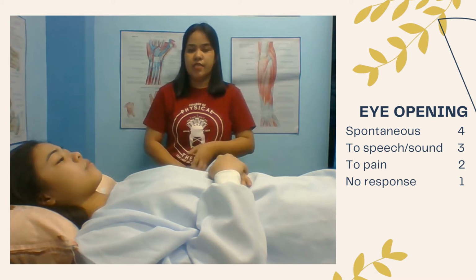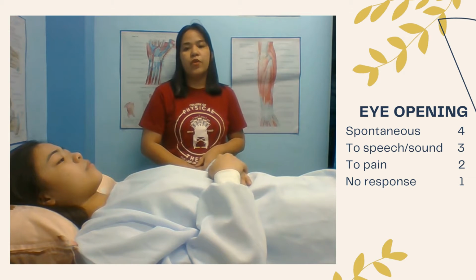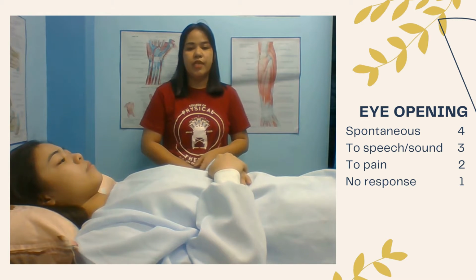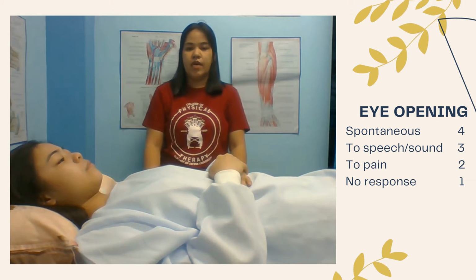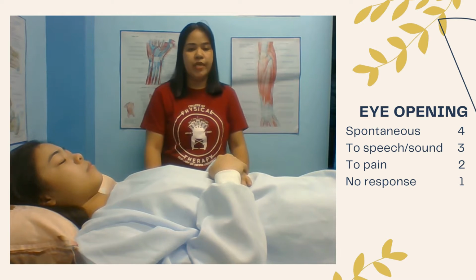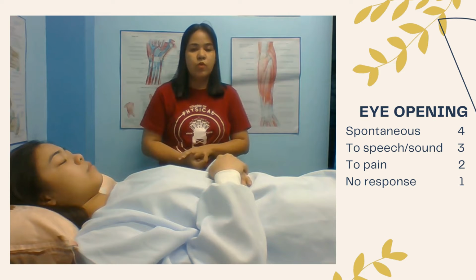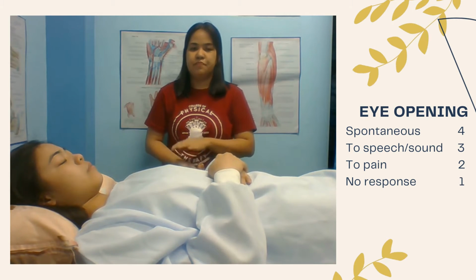The patient CV scored 4 on eye opening, 3 on verbal response, and 6 on motor response, for a total score of 13, which means she has a mild brain injury. But I will demonstrate the procedure on how to use the GCS.